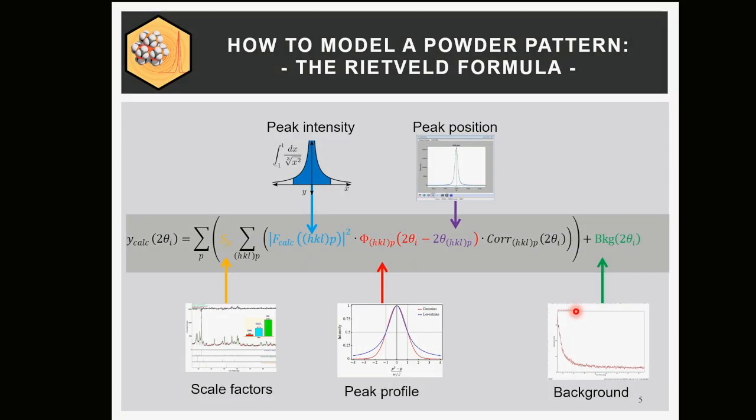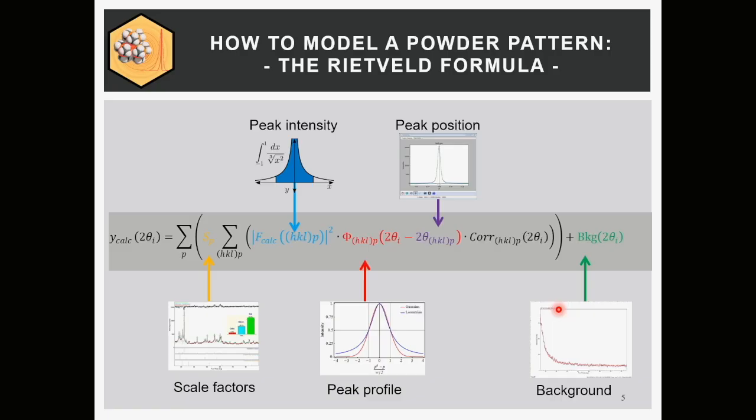You've seen this figure from Paolo in the morning. This is just a very schematic thing about the Rietveld formula. And you see this is the formula, and it's actually a very simple formula if you do it as a scheme. So what do we have here? We have here a double sum. The outer sum goes over all phases which are present in your powder pattern.